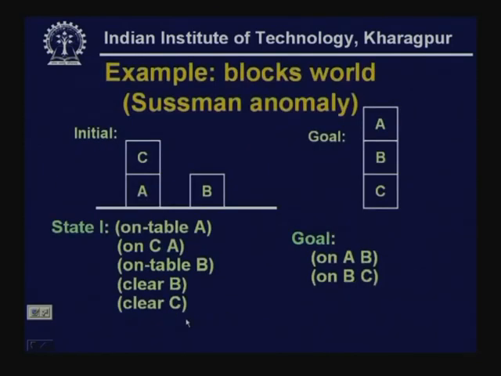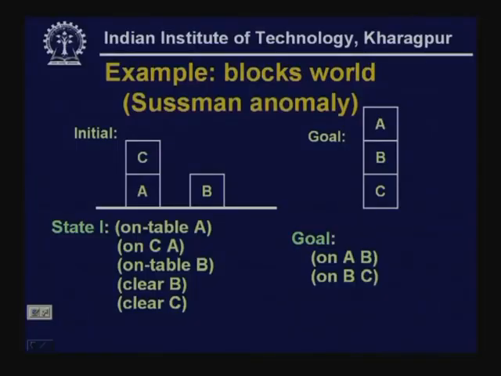Now, we will illustrate this POP algorithm with a very simple example, the Blocks World example of the Sussman anomaly, which we have discussed earlier. In this problem, the initial state consists of 3 blocks C, A and B placed as follows: A and B are on the table, C is on top of A. The goal is to get the 3 blocks stacked like this: A on top of B, B on top of C.